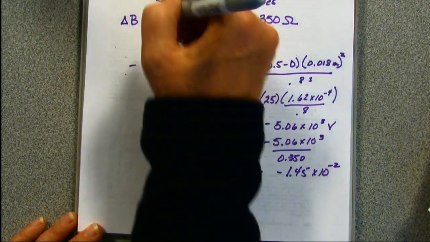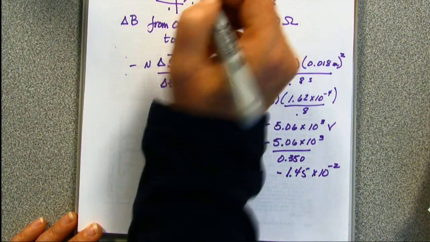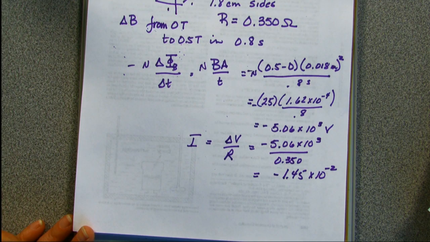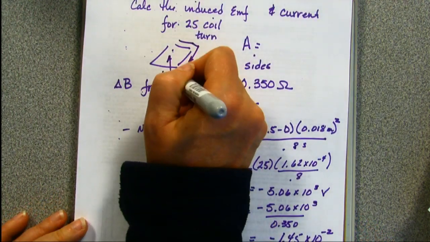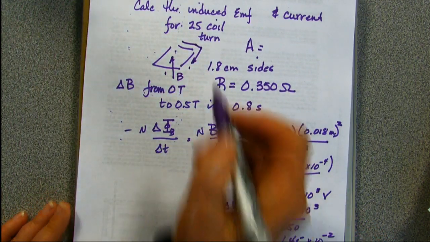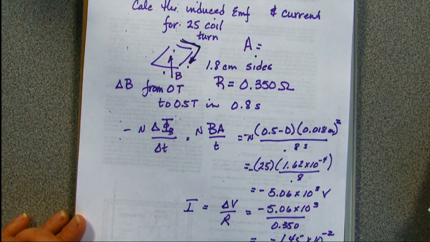If I have my magnetic field like this, the current is actually going in that direction. Oops, now you can't see that. My magnetic field goes like that. The current actually goes in the clockwise direction as viewed from the top.